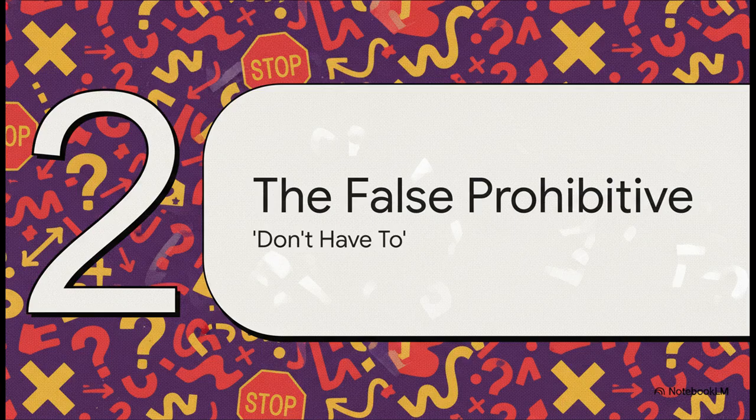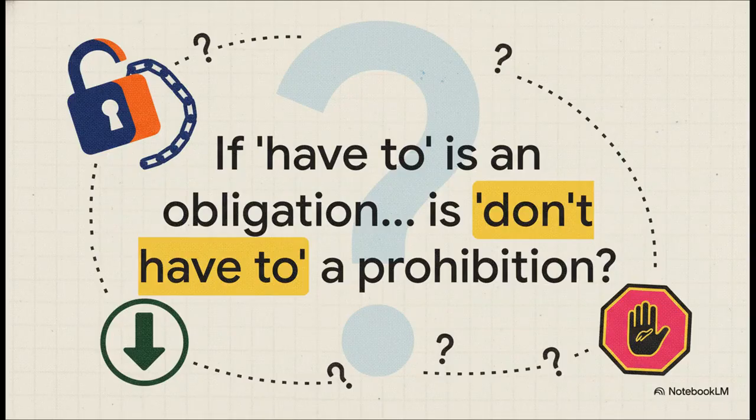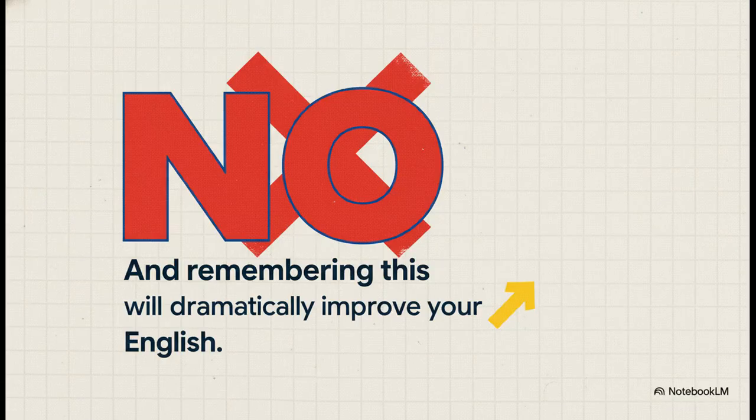And here is where it gets a little tricky. We're going to flip it to the negative, don't have to, and this is where a super common mistake pops up. So, this leads us to the big question. If have to means it's an obligation, then don't have to must mean it's forbidden, right? I mean, that sounds logical, doesn't it? The answer, though, is a big, simple no. And honestly, getting this right is a total game changer for your English.